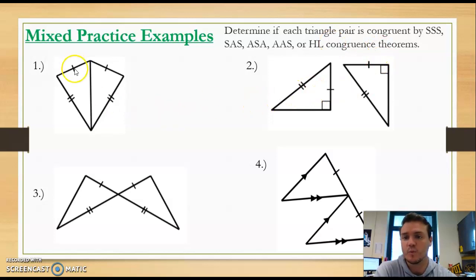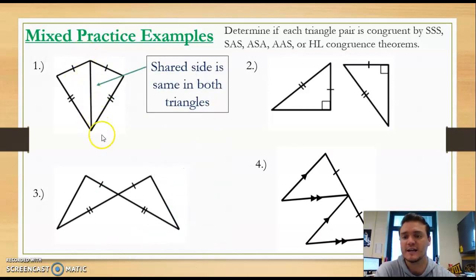So for number 1 here, notice how these 2 triangles share a common side. So we would be able to say that that shared side is congruent to itself. And then we would have 1 pair of congruent sides, 2 pairs of congruent sides, and then this 3rd pair of sides, if you pull those triangles apart, would also be the same. So we have side, side, side congruency there.